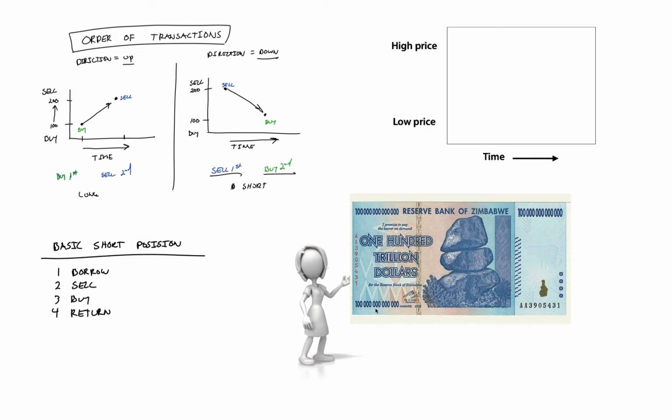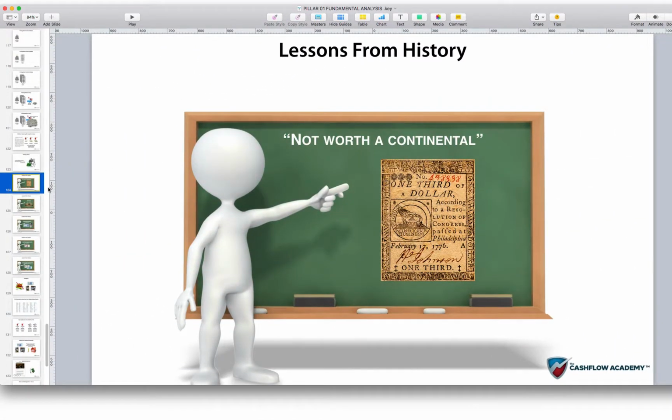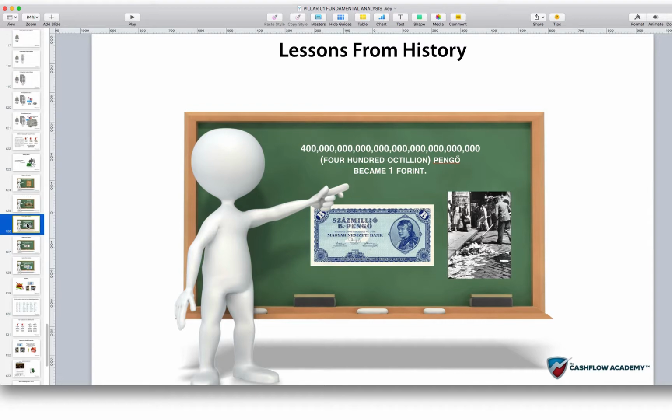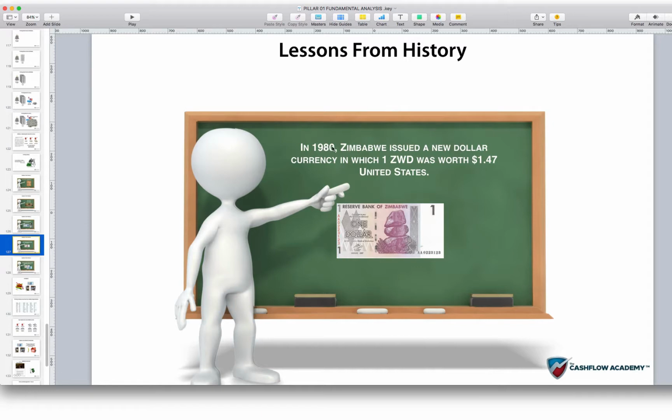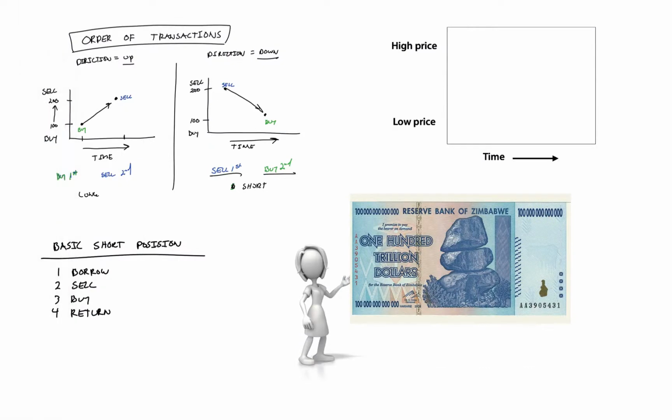So if you remember back from the 4 pillars in fundamental analysis, we had talked about currencies. Remember the Continental that hyperinflated, and the Confederate dollar that hyperinflated, and the Pengo that became a fortnit that hyperinflated. Well, if you remember, in 1980, a Zimbabwe dollar was worth $1.47 US. But as that lost value, pretty soon it was almost worth nothing. As a matter of fact, what was interesting is these wound up in the garbage can.